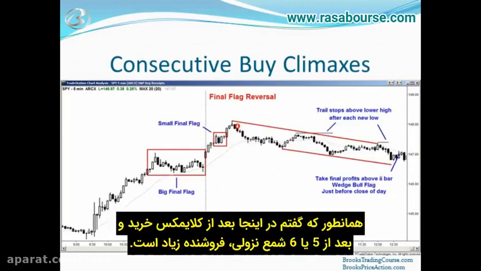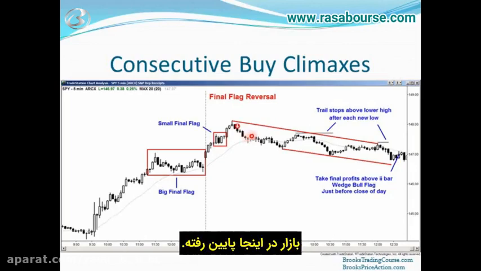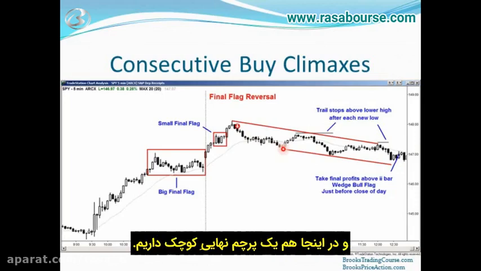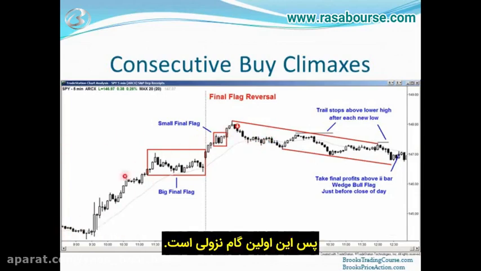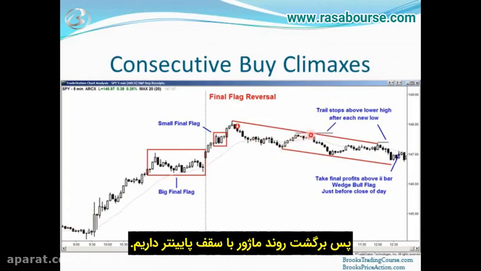And I said that there are probably sellers above after 5 or 6 consecutive bars down after a buy climax, and there were. The market traded down here, and again, the final flag here, maybe a smaller one here, and you should get at least 2 legs down and probably more than 10 bars. You'd expect 20, 30, 40 bars after such an overextended bull trend. So first leg down here, lower high, so a lower high major trend reversal.